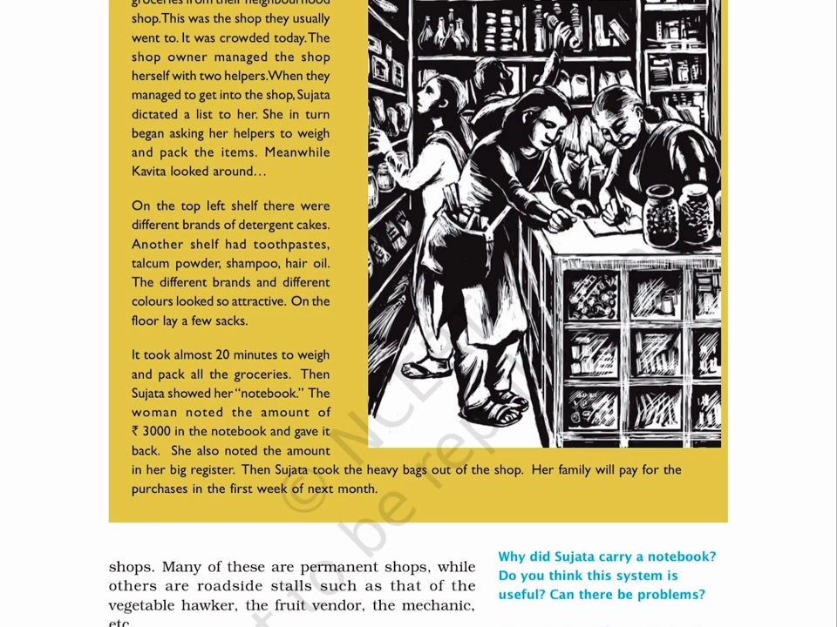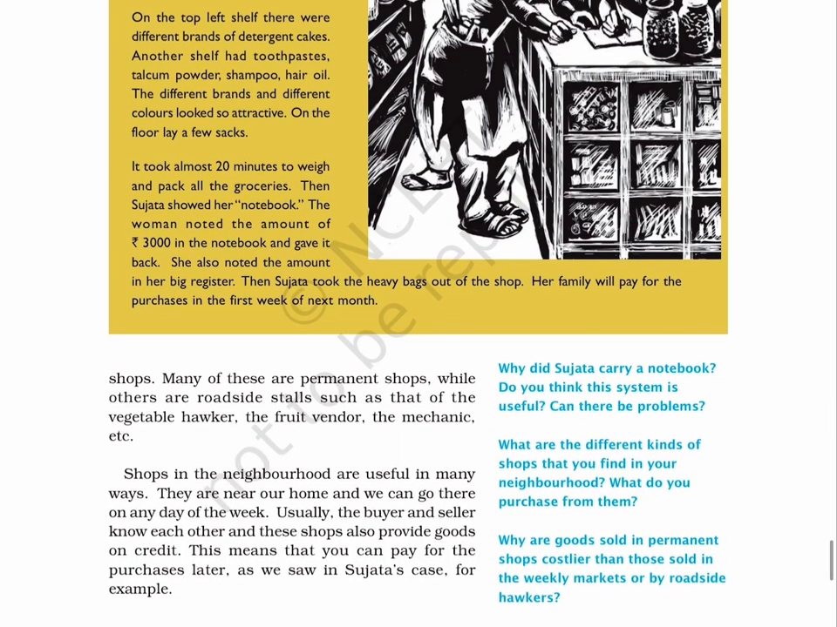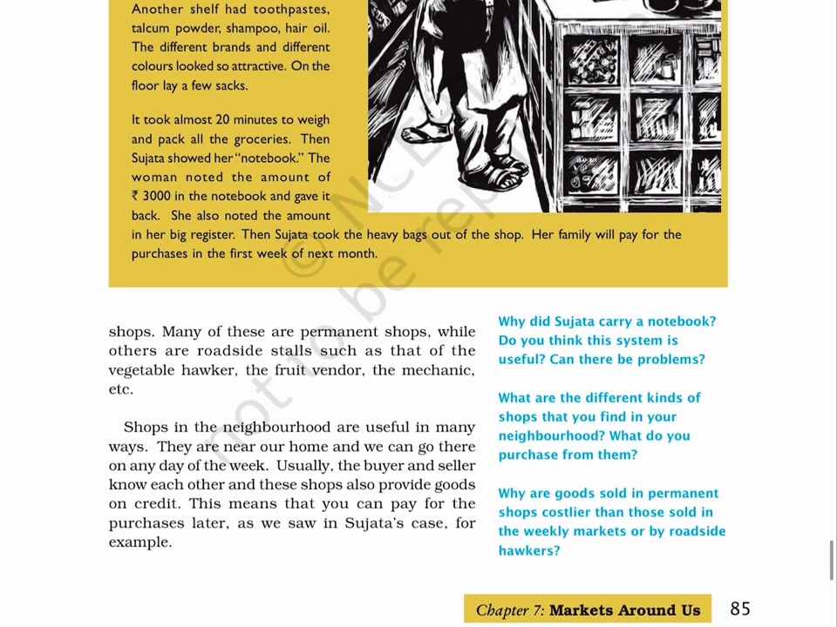Why did Sujata carry a notebook? Do you think this system is useful? Can there be problems? What are the different kinds of shops that you find in your neighborhood? What do you purchase from them? Why are goods sold in permanent shops costlier than those sold in the weekly markets or by roadside hawkers?